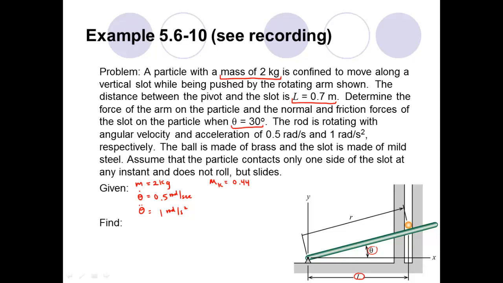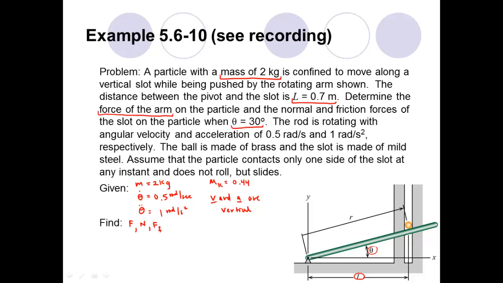We are then asked to find the force of the arm on the particle. So I'll go ahead and call that F. And then we're also told to find the normal and friction forces of the slot on the particle. So I'll call them N for the normal force and F sub F for the friction force. While we're not given explicitly what the velocity or the acceleration of the ball is, we do know that it's confined to move in this slot. So we know that V and A are constrained to move vertically.